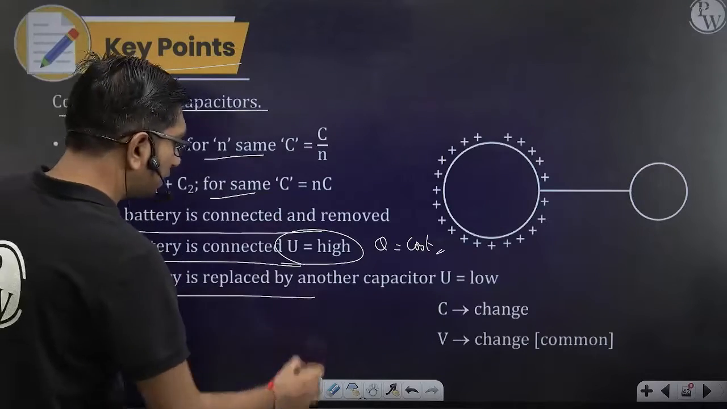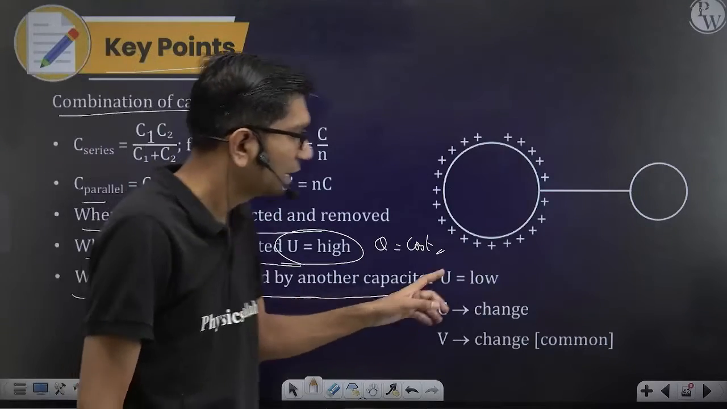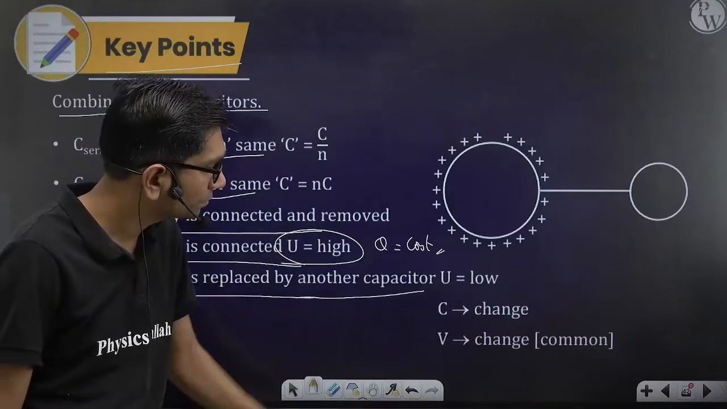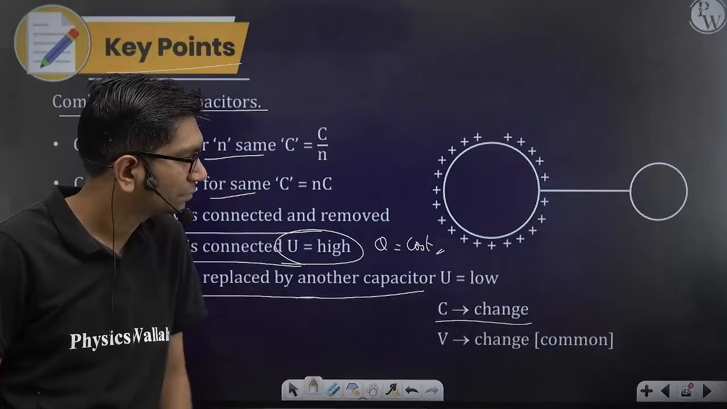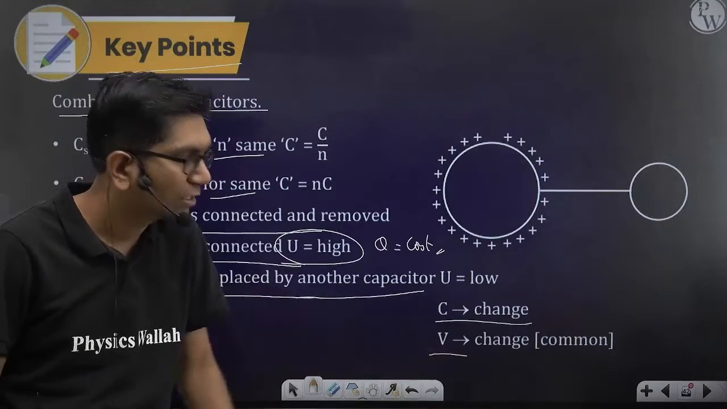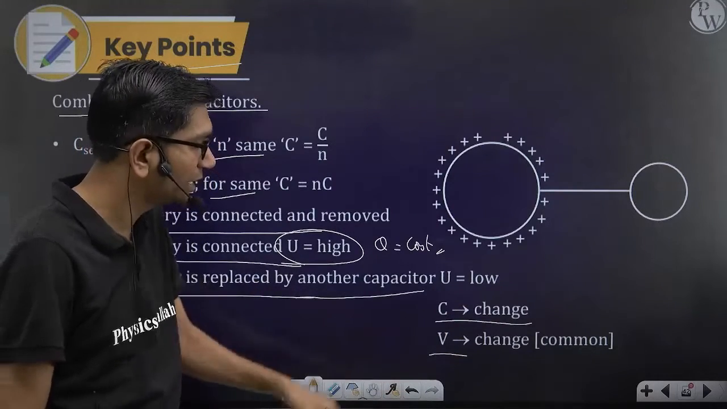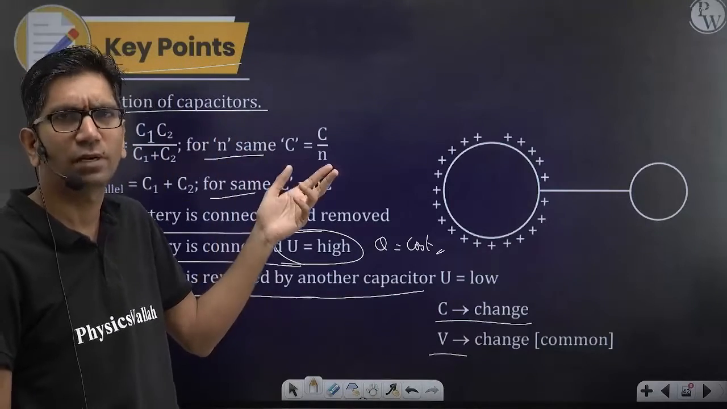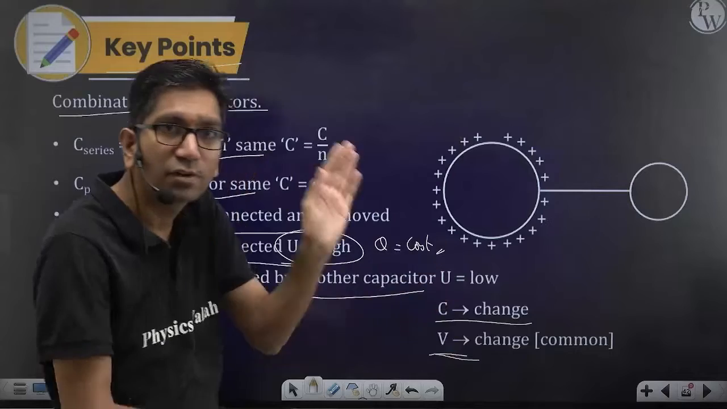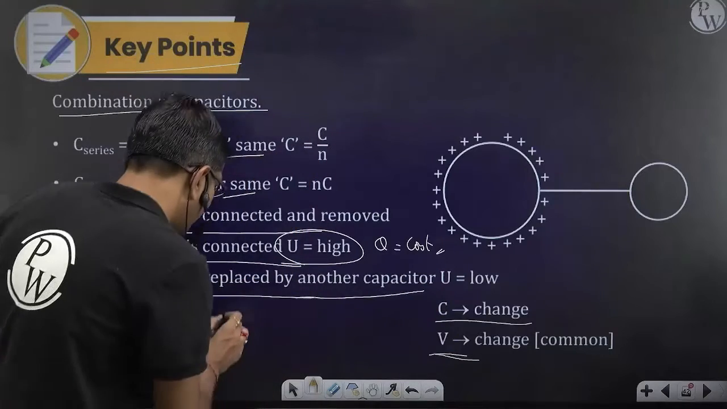When battery is replaced by another capacitor, at that time potential energy becomes low. The effective capacitance changes. Which potential do we have to take? Common potential we have to take. Initially we have some other potential. After joining, see here, beta.